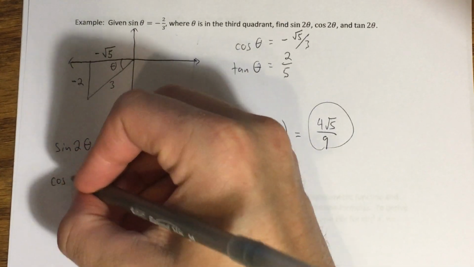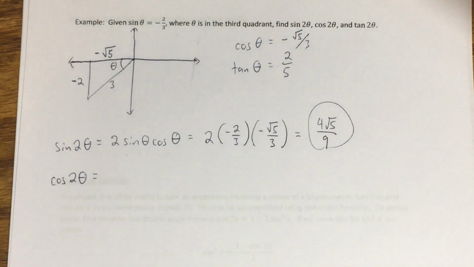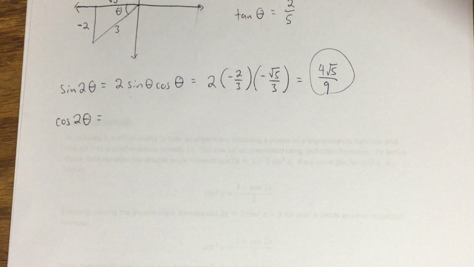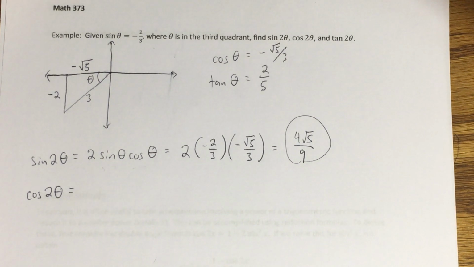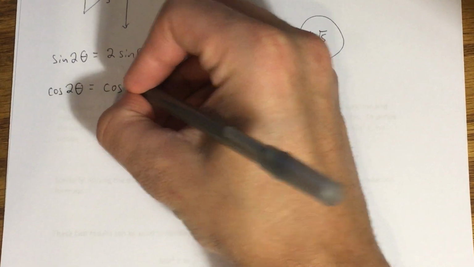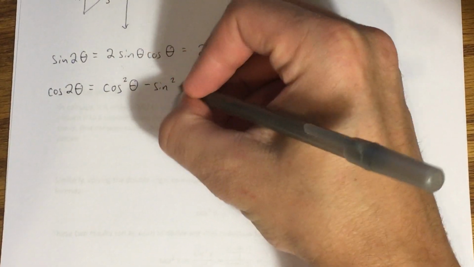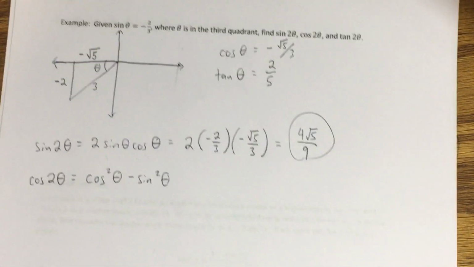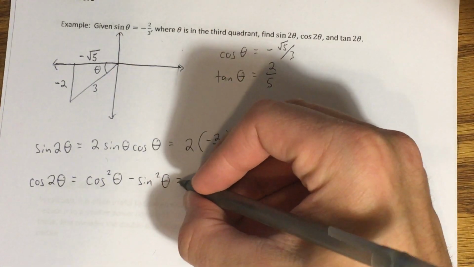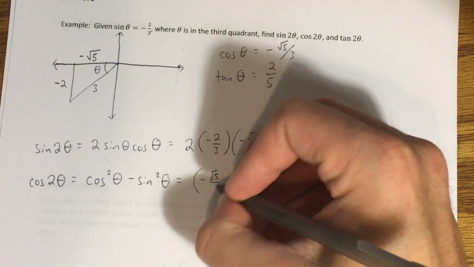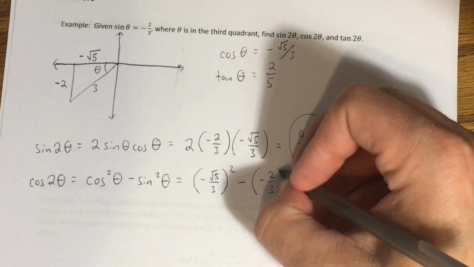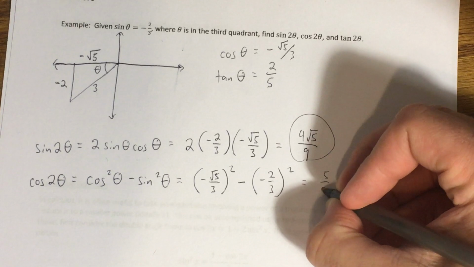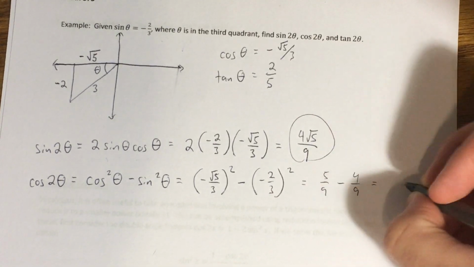We want cosine of 2 theta. And remember, you have 3 different double angle formulas to choose from. And it doesn't matter which one you choose, in this case at least, because I have enough information to use any of those. So let's use the first one that we came up with. Cosine of 2 theta is equal to cosine squared of theta minus sine squared of theta. And remember, I have cosine and I have sine. Cosine is negative root 5 over 3. We're squaring that. Minus sine squared, negative 2/3 squared. This would equal 5/9 minus 4/9, or 1/9.